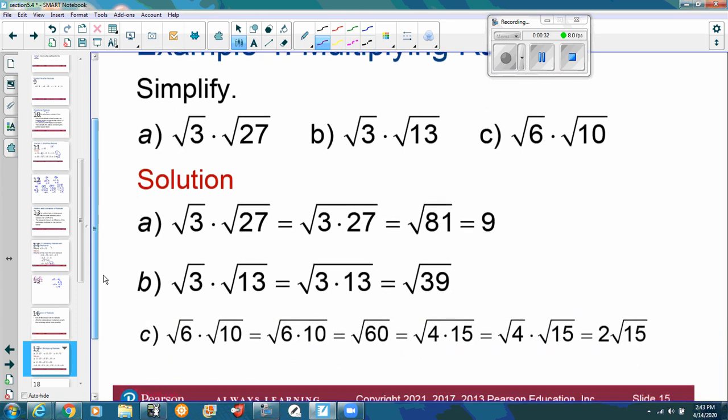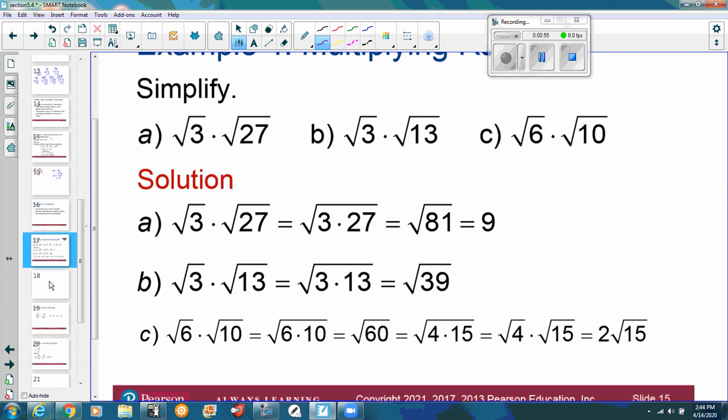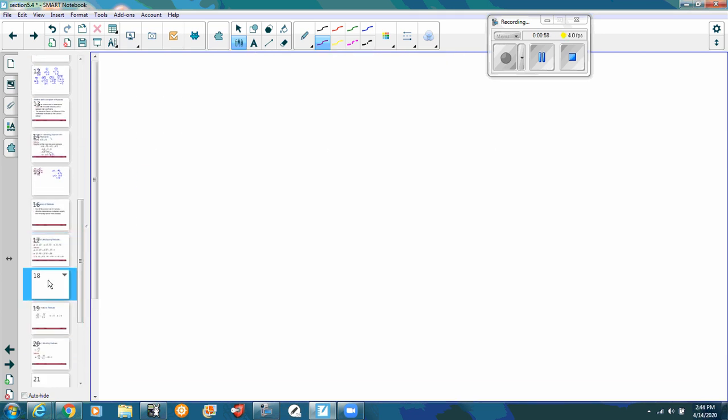So here we would have gotten, on the first one, radical 81, which simplifies to 9. On the second one, you got radical 39, which doesn't simplify because there's no perfect square that is a factor of 39, so you leave it. On the third one, 6 times 10 is 60. 4 goes into that, so that's a perfect square, so you simplify it. So you simplify it if you can, otherwise you just leave it. So you have to know whether a perfect square goes into it or not.